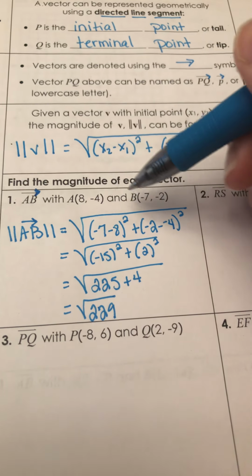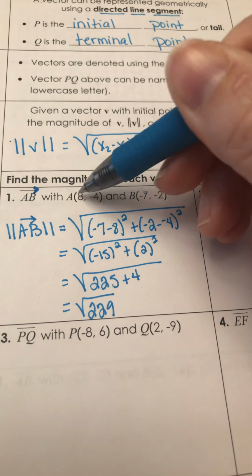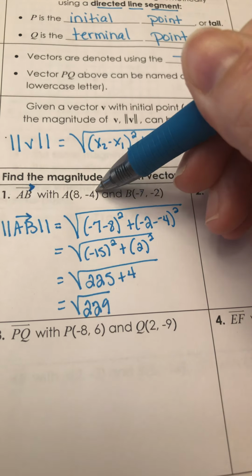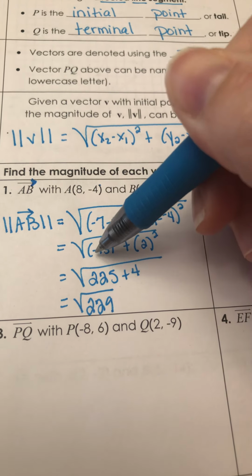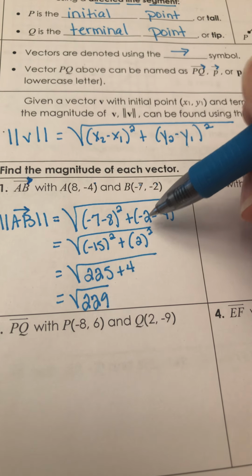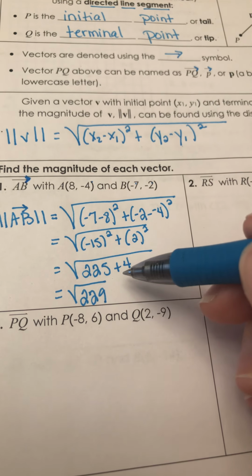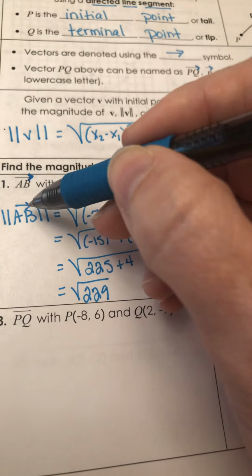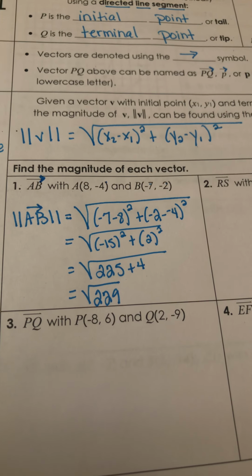Okay, so notice I did x and x, -7 minus 8, and then I squared it, plus my y, -2 minus -4, and I squared it. -7 minus 8 is -15 squared. -2 minus a -4 is -2 plus 4, which is 2 squared. So that'll give me 225 plus 4, which is 229. So the magnitude of vector AB, or the length of vector AB, is the square root of 229.